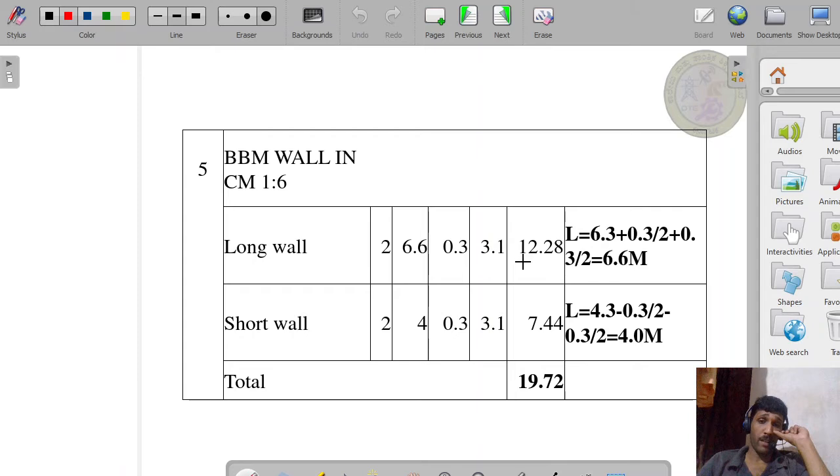Now the gross quantity becomes, by adding these 2 quantities, the long wall quantity as well as the short wall quantity, 19.72 meter cube.